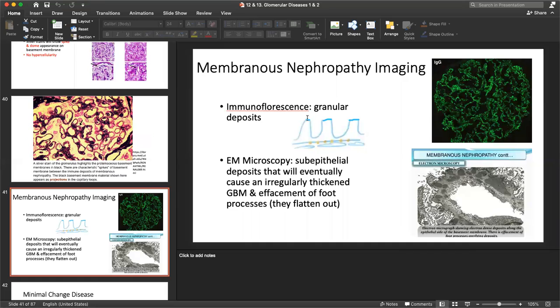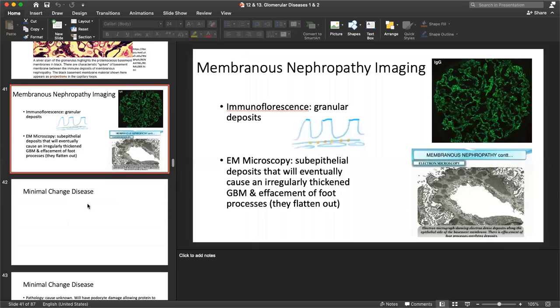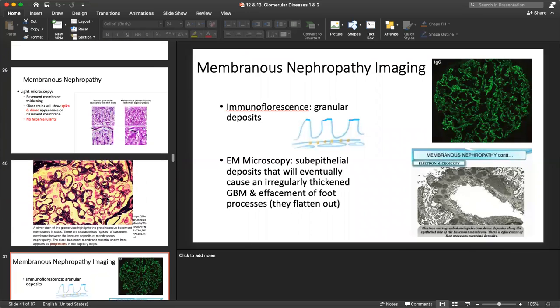So this is kind of what it looks like. You can see that it's chopped off, and then this is what's lighting up. On EM, there's going to be subepithelial deposits. Remember, subepithelial is going to be under a podocyte. And it's going to eventually cause that irregularly thickened membrane and effacement of the foot processes, so they're going to be flat. We can kind of see this here. Okay, so that's membranous.